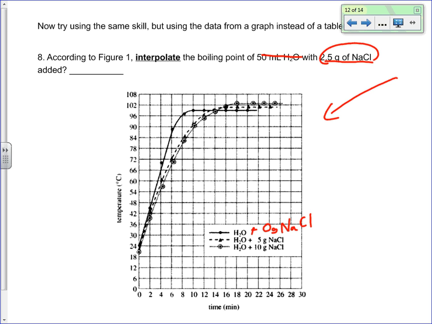So then if we're looking for where we would find 2.5 grams, 2.5 is between which two numbers? Well, it's between 0 and 5. So if we take a look at our line then, what we're looking for is a boiling point that's in between our 0 line and our 5 line. Our 0 line boiling point is right here. Our 5 line boiling point is this dash line right here. So it's sort of in between 100 and that 101. So then what number would be between 100 and 101? That would be 100.5.